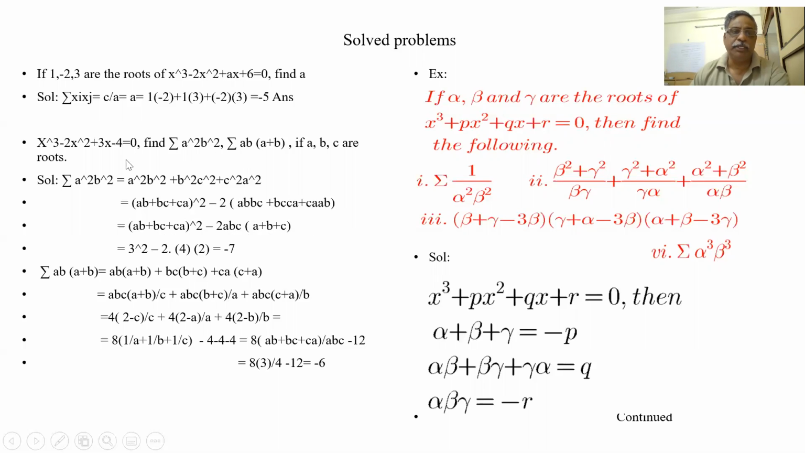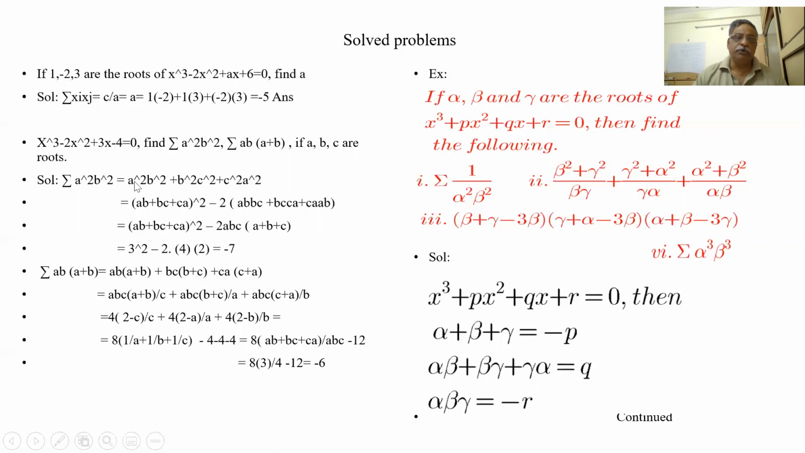So if I substitute from the equation, AB plus BC plus CA is minus B by A. This is C by A, 3. So this is 3 square. What is ABC? Is minus 4. So minus 2 into ABC is minus B by A plus C by A minus D by A. So this is plus 4. So 2 into 4 into A plus B plus C is minus half minus 2 is 2. So when I substitute, I'm getting minus 7.